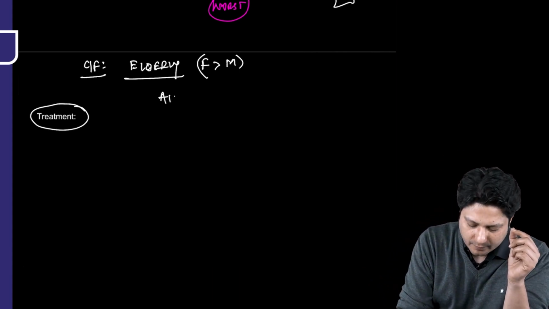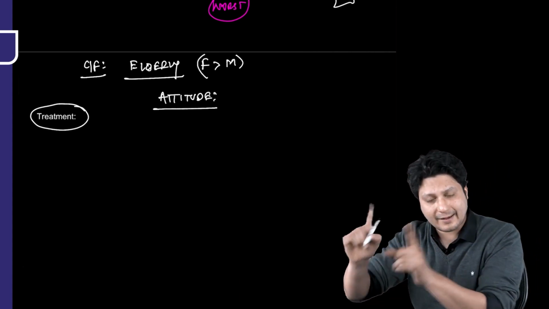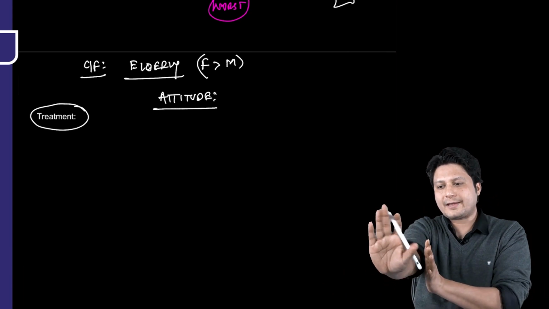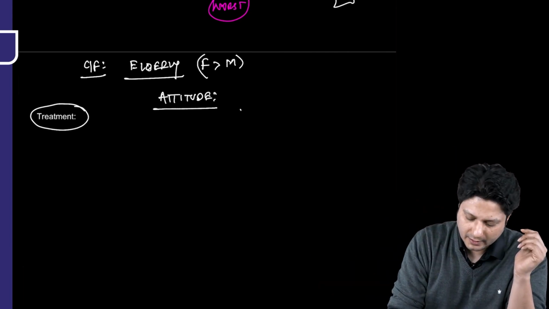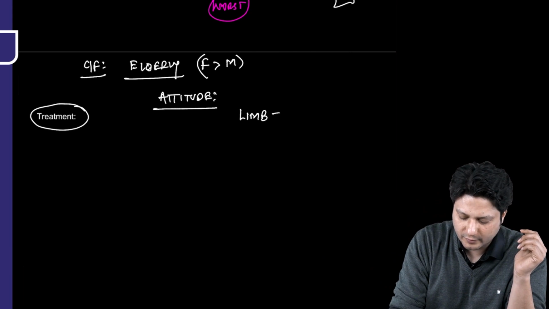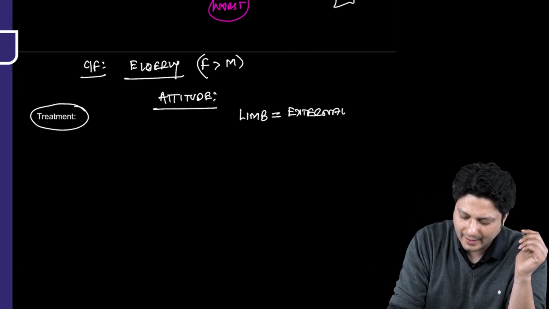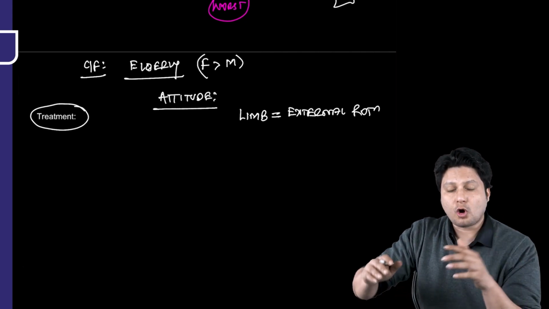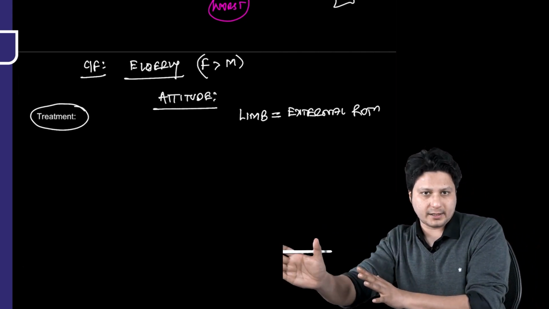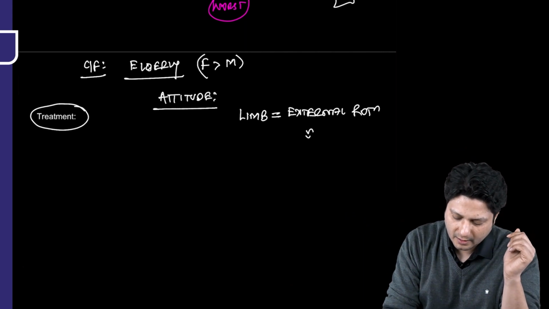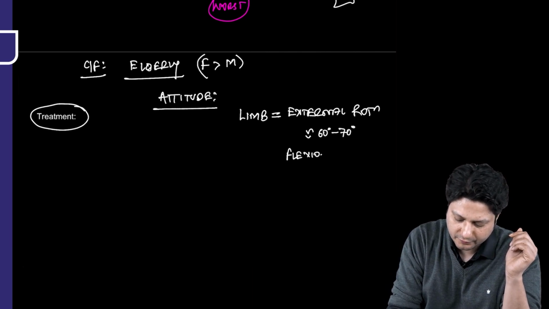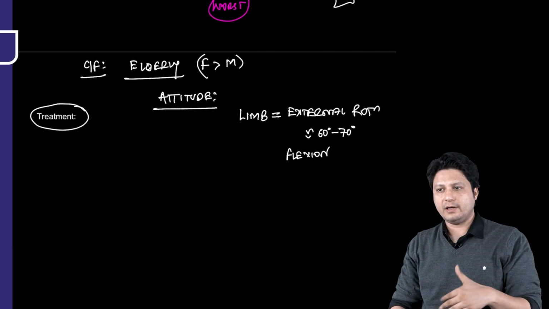The attitude, that means how will you identify that the patient is possibly suffering from a fractured neck of femur? There will be external rotation. So the limb which is affected by fractured neck of femur will be externally rotated, but that external rotation is not going to be up to an extent of 90 degrees. This external rotation may be around 60 to 70 degrees, along with flexion of the hip joint, because if the event is acute, the event would be painful.